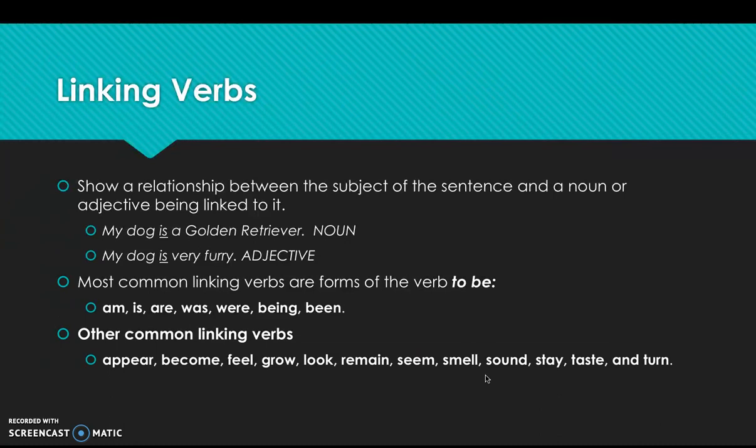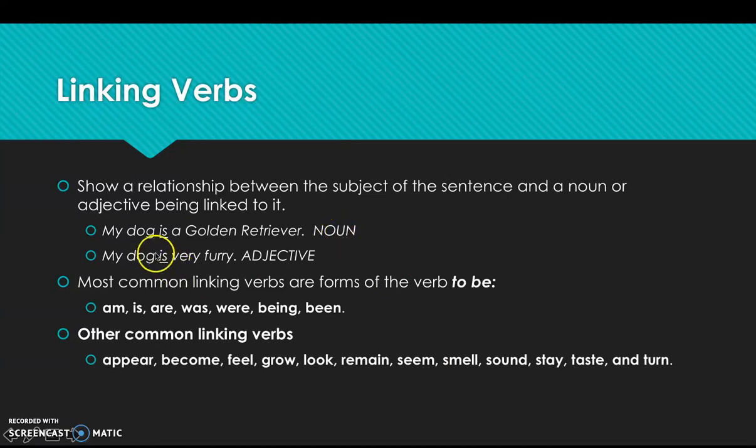Linking verbs show a relationship between the subject of the sentence and a noun or adjective being linked to it. So in the verbs that follow, the subject of the sentence is dog. My dog is a golden retriever. So is, here, is the linking verb, and it's linking dog to golden retriever. Golden retriever is a noun.